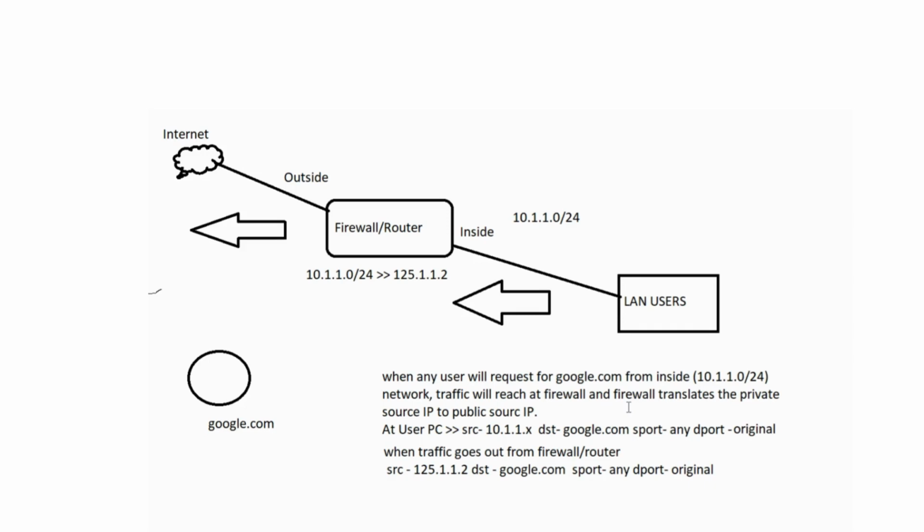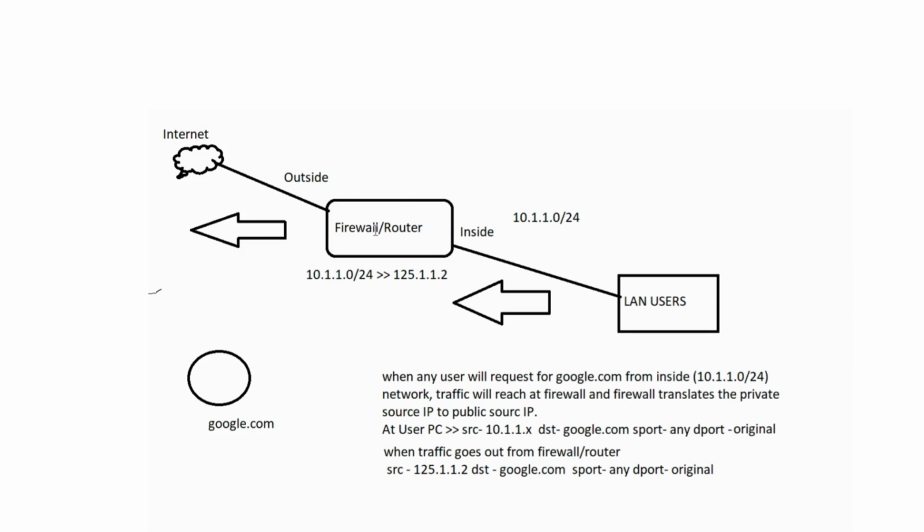So now you can see here, when the traffic goes out from the firewall, source is changed. Now source will be 125.1.1.2, that is the public IP, and destination is also google.com, that is also public. So now public IP can communicate with the public IP. So request was from the private IP to public IP, but at the firewall the request gets changed from private to public. So source NAT works in this format.